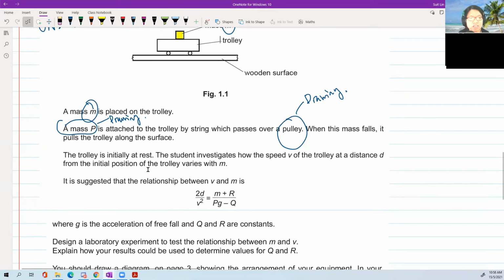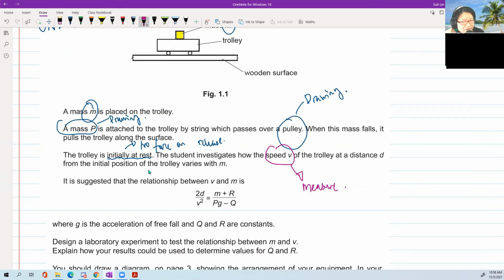Okay, the trolley is initially at rest. So I've got to make sure that there is no force on release, meaning I don't push the trolley. Students investigate how the speed V... So speed V means this one I need to measure. Figure out how to measure V, the speed V of the trolley at the distance D. So this one also needs to be measured. You see, we are harvesting all these things and talking about how to measure them. How the speed V of the trolley at the distance D from the initial position varies with M.